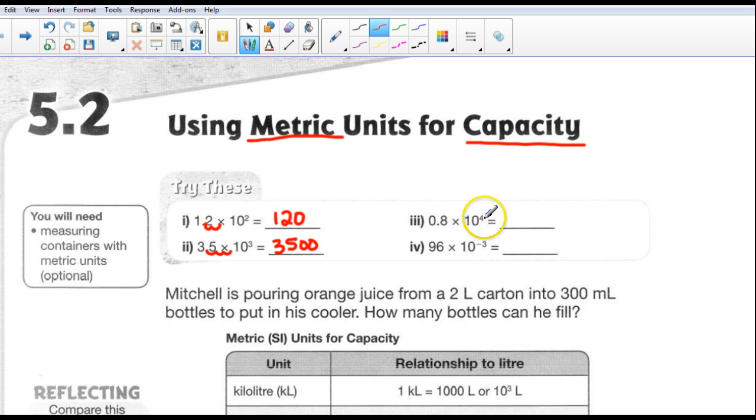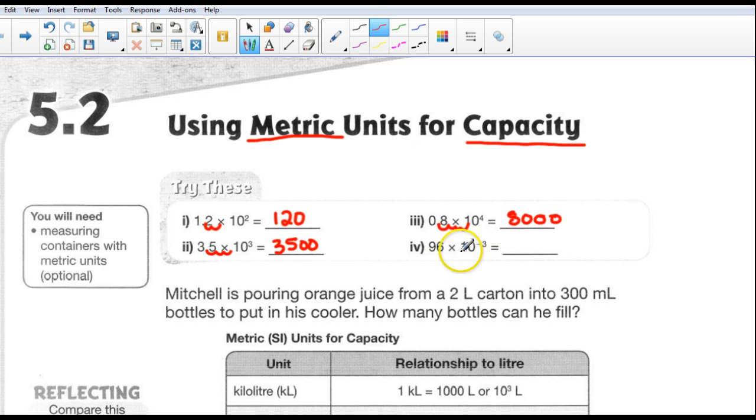0.8 times 10 to the fourth. Well, 10 to the fourth is 10,000, or 1 with 4 zeros. So we're going to move it and make the number bigger by 4 decimal places. So we can do 1, 2, 3, 4. So we can say it's 8 with 1, 2, 3 zeros after it. So 0.8 times 10,000 is just 8,000.